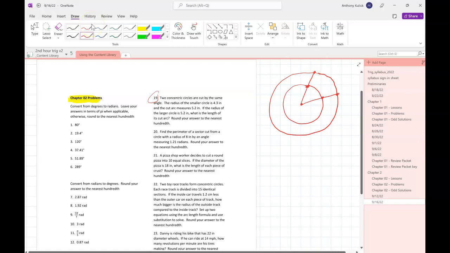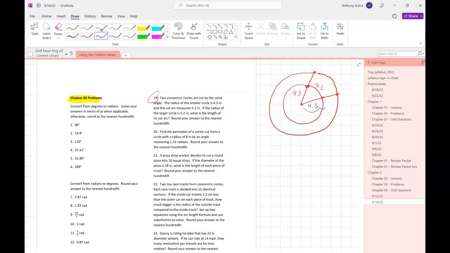Now that we got all that straightened out, let's get back to this. It says the radius of the smaller circle is 4.3. So those sections are 4.3. And it says the cut arc measures 5.2. Okay. The radius of the larger circle is 5.2. What is the length of the cut arc?